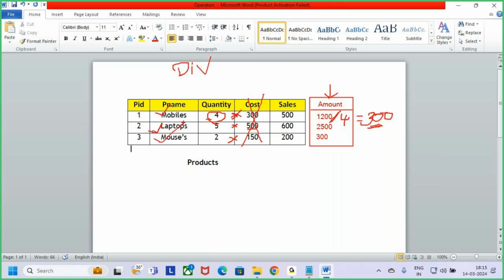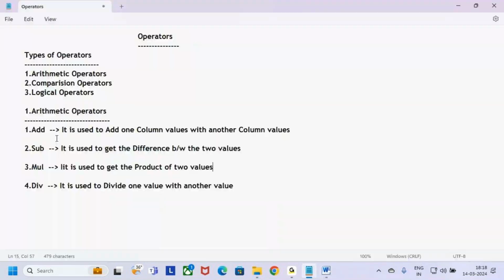So this is how to use the multiplication operator and the division operator, guys. These are the different types of arithmetic operators you need to use. So when to use the addition operator, subtraction, multiplication, and division operators.